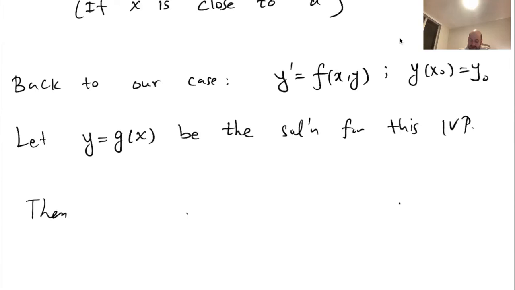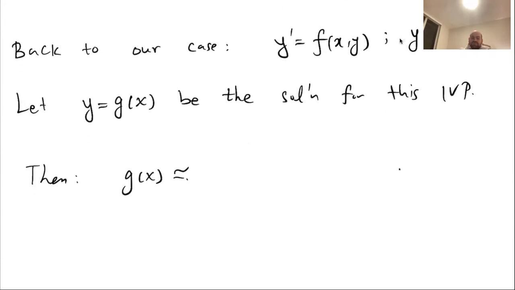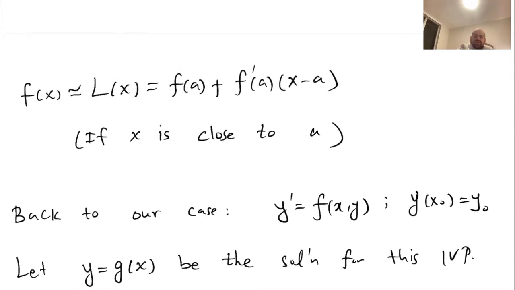Then we can say that g of x is almost equal to, now I want to apply this formula, and instead of f, I have g. This f here has nothing to do with this f. This f is a function of one variable, and this f is a function of two variables. So our f in our case is g. So I have to replace this f with g, small g.